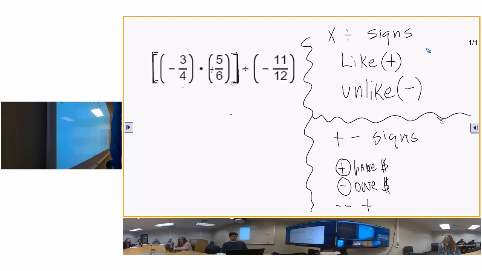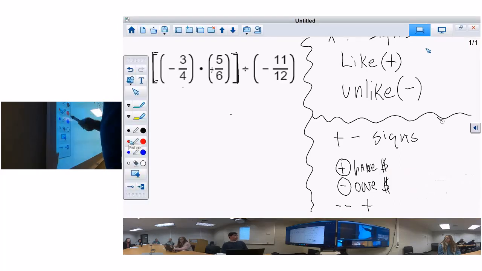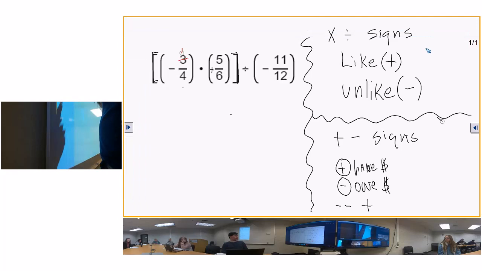Yes. So I'm going to cancel here. 3 will go in there 1 time. 3 will go in there 2 times. You don't have to do that. You could just do 3 times 5 is 15, and 4 times 6 is 24, and then reduce the fraction. But what's a negative times a positive?